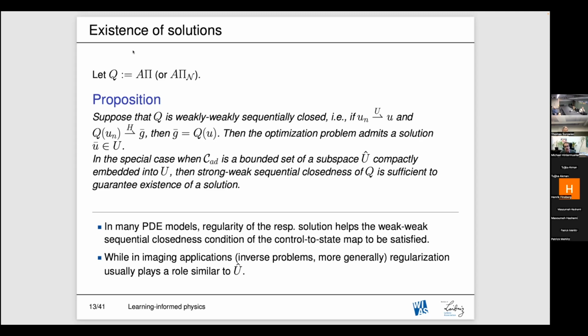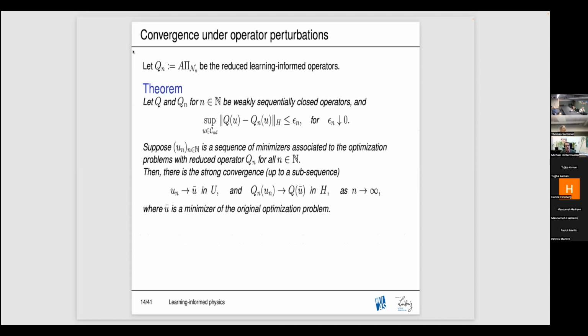Now we move a bit further and have to learn about approximation properties. For this, the Q sub n is the superposition of A after pi sub n, which should indicate that we have a sequence of networks. Typically, you may assume as the little n increases, also the size of the network increases somehow. And then we try to study convergence of the solutions of the learning-informed optimal control problem versus the original one.